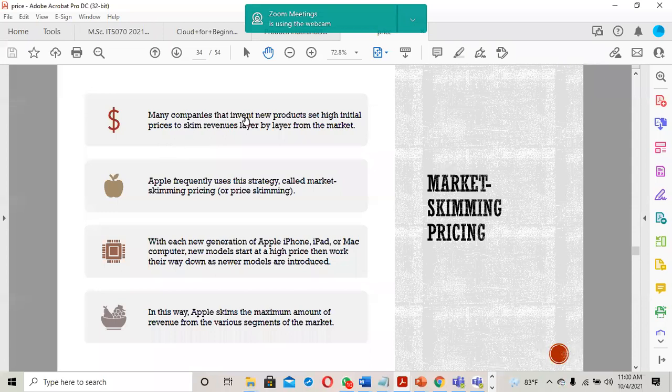Okay, so many companies that invent new products set high initial prices to skim revenues layer by layer. Apple uses this strategy. It's called market skimming. And with each new generation, whenever there is a new model, they start at a higher price and they slowly, gradually bring it down. So this is a way of making some extra buck, right? Each year they can do this, or every 2 years they can do this.